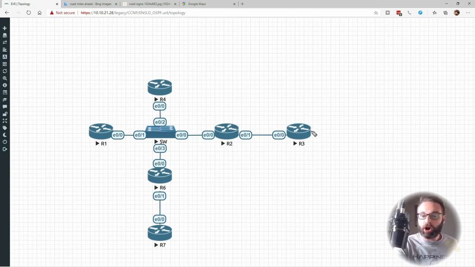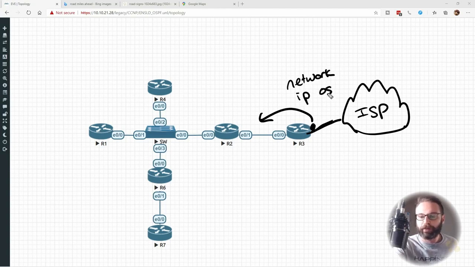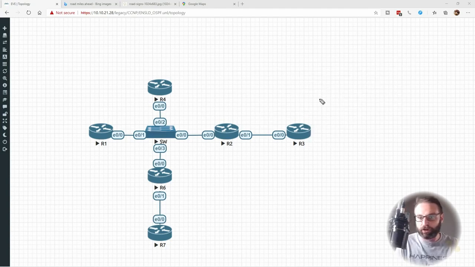Pretend for a moment that R3 is what is actually connected to our ISP, or our internet service provider. And we want this link right here to be advertised into OSPF. How do we do that? Well, we've already covered it. We could run the network statement, or we could run the ip ospf process number area number command on the interface. But what's the real problem with that? We start sending hello packets out this interface too, and we could actually end up forming an adjacency to the ISP accidentally. That's no good. We don't want to do that.